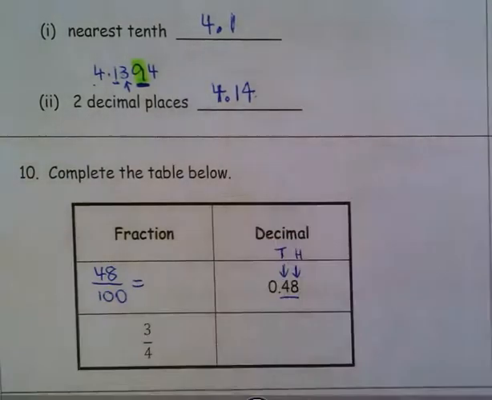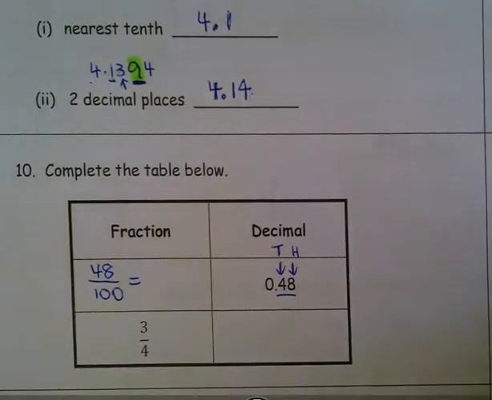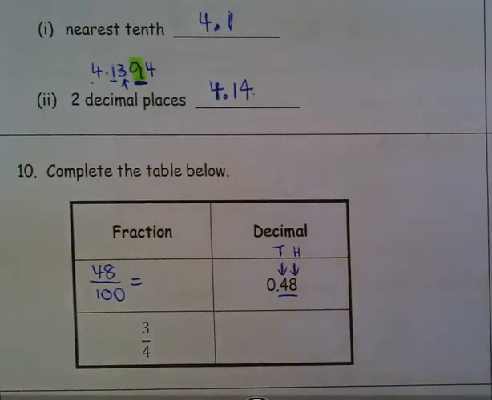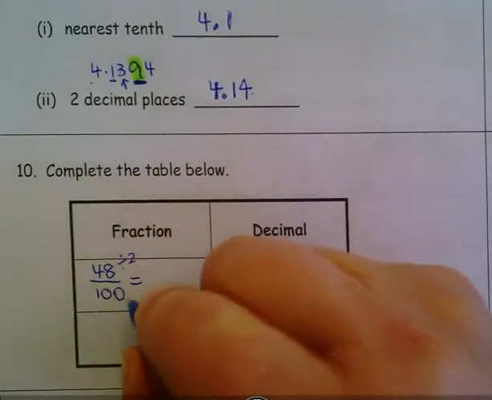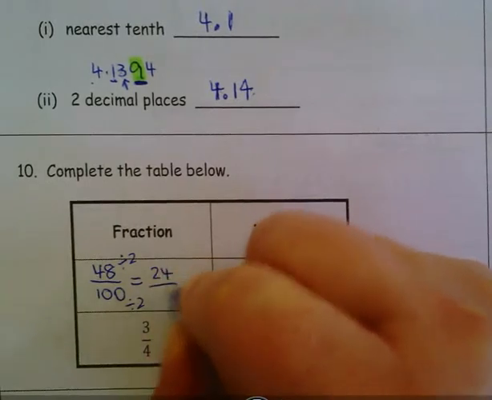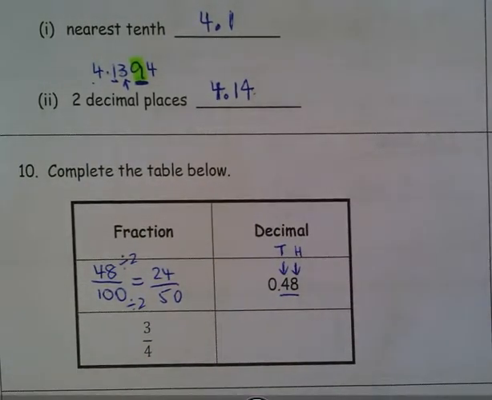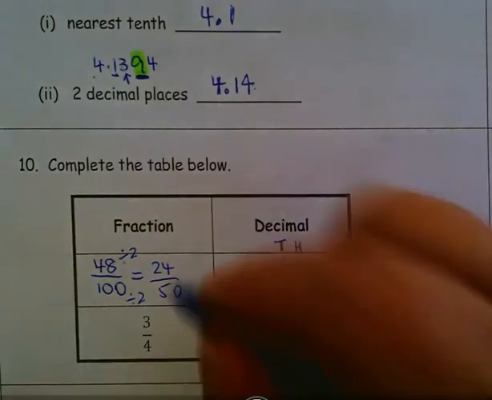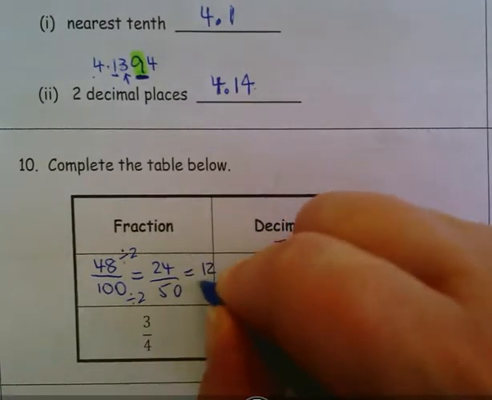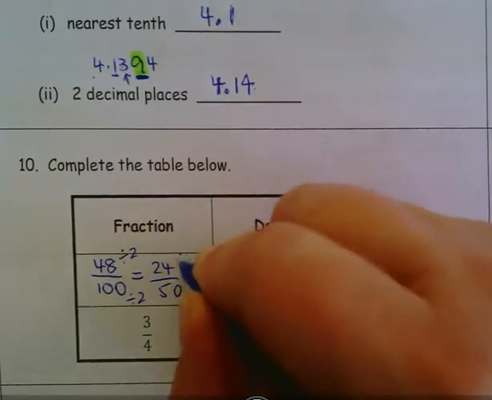Now, I need to simplify that. Are they both even? If they're both even, you divide by 2. So you get 24 over 50. Are they both even, 24 and 50? Yes, they are. So you divide them both by 2 again, and you get 12 over 25.